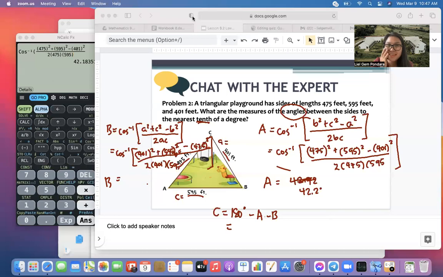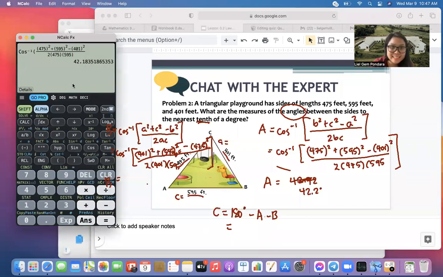Another answer for B? 52.7. Very good, Tatiana. Yes, that's the correct answer. Let us check in our calculators. Let's shift cosine to the -1.